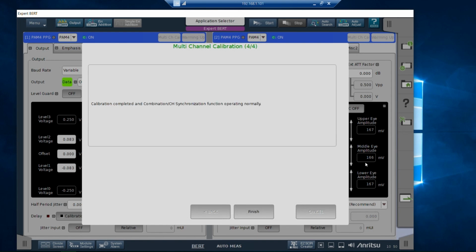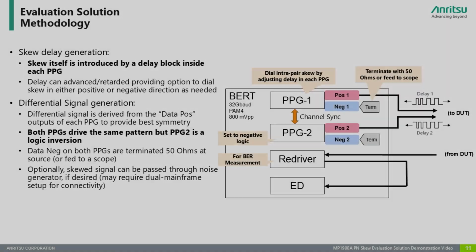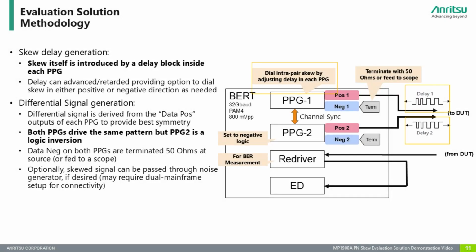This message will be shown if the calibration is successful. To generate skew delay, it is introduced by a delay block inside each PPG. This can be dialed in either the positive or negative direction as needed.